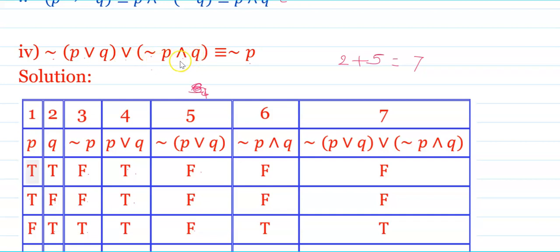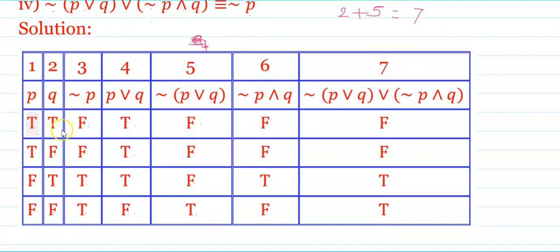That is the and between the second and the third column. T and F is F, and both of them must be true, then it is true. F and F is F. T and T is T. F and T, again it is F.